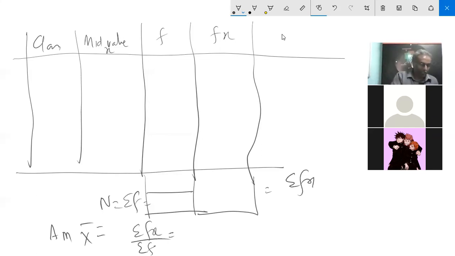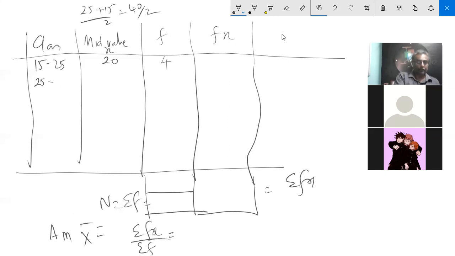Okay, let us do the class now. 15 to 25. What is the mid value? UCL plus LCL by 2. How much? 40 by 2. How much mid value? Tell me, guys. 20. What is the frequency? 4. First, let us write out the data, then we'll do the calculation.